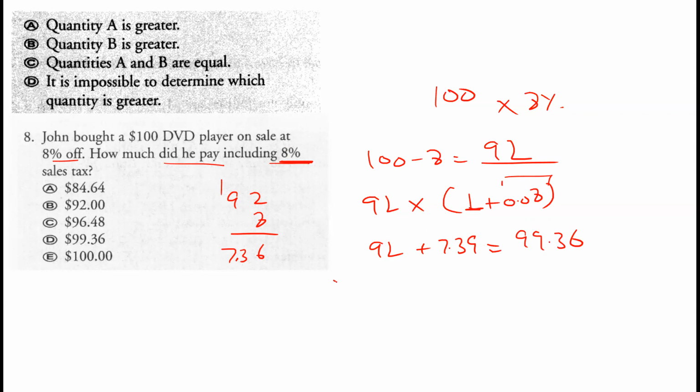Or we can also do it like this. So 92 into 0.08 can be written as 92 into 8 divided by 100. So 92 into 8 is 736. Divided by 100 would be 7.36. So the correct answer is D.